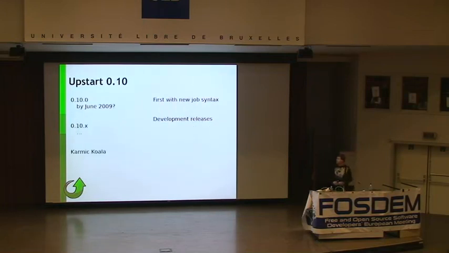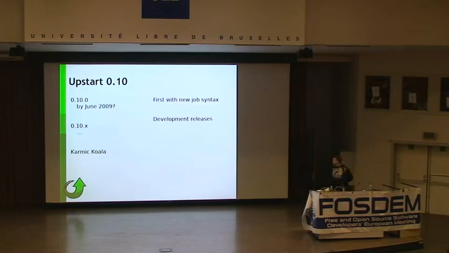Upstart 0.10 will be the first with the new job syntax, and I kind of expect that around June 2009, so there'll probably be 4 or 5 releases of Upstart 0.5 before then. And then we'll switch to a 0.10 development series for bugs and everything that comes up. And this is intended to arrive in the next version of Ubuntu. So if you want to sort of play with this version, you just use what's going to be Ubuntu Karmic.